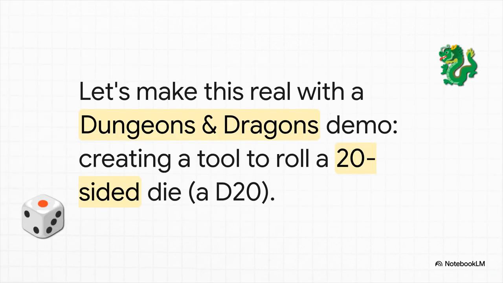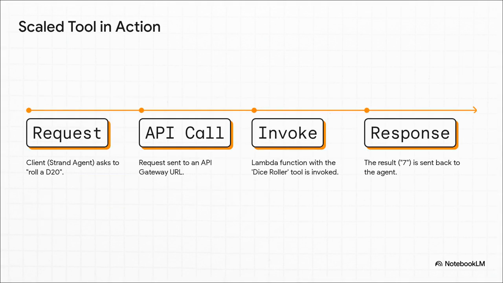To really make this click, let's use a fun little example, something any Dungeons & Dragons player will know and love. We're going to build a tool that does one simple thing. It rolls a 20-sided die, a D20. So here's how it works in this new, scaled-up world. The agent decides it needs to roll the dice. But, and this is the key, it doesn't run the code itself. Nope, it just shoots off a secure request to an API in the cloud. That API triggers the Lambda function with our little dice roller inside. It runs, gets a number, let's say a 7, and sends that result right back. It's simple, secure, and can scale forever.